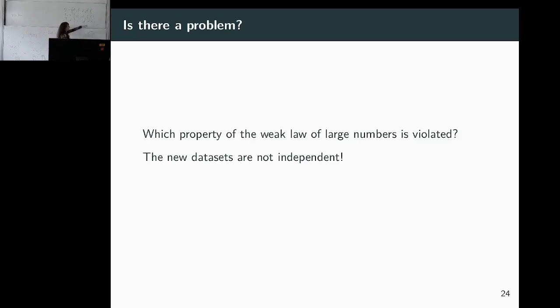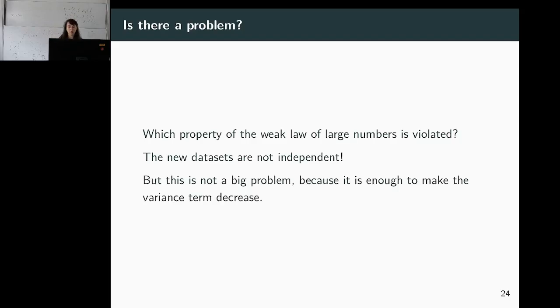So independent here means in the statistical, stochastic sense, that if you have seen one data set, you're not able to predict what happens next, and here, of course, you can predict because they are drawn from the same distribution. So they are not independent. But it's not a problem because it's enough to make the variance term decrease, and this is what we want. So we want first to make the variance term really, really large, and then we want to decrease it.